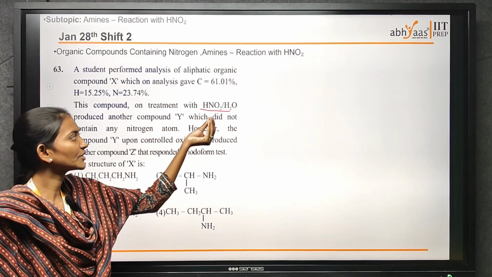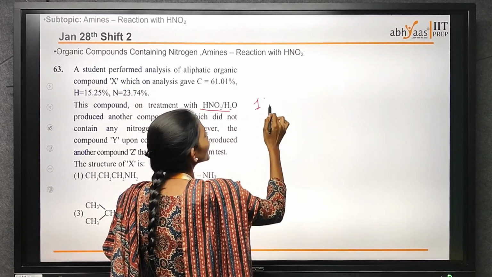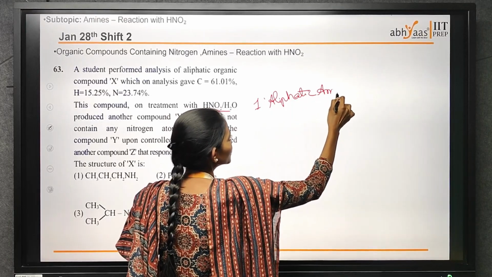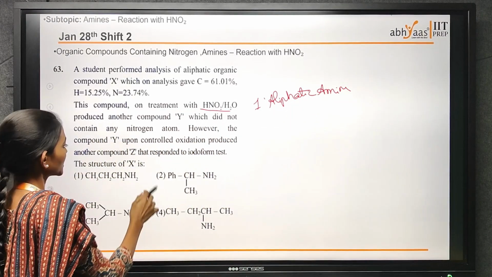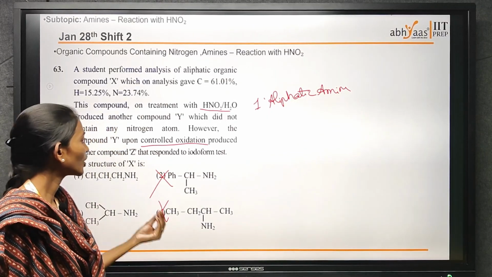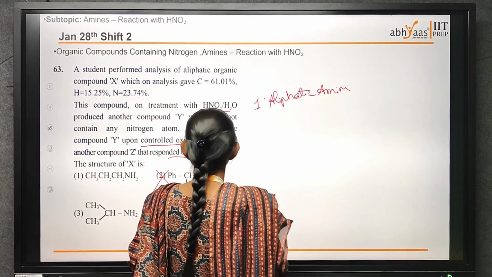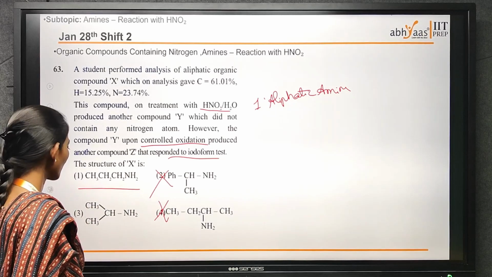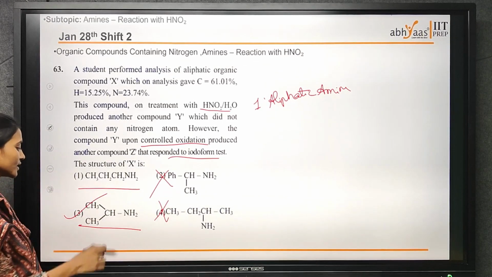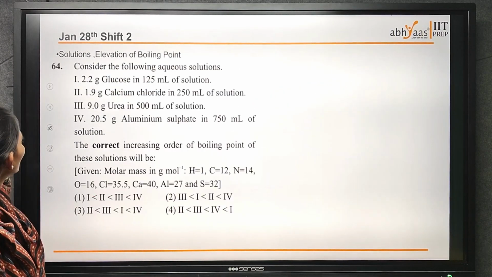If you see, upon treatment with HNO2 and H2O, what you are getting? Primary aliphatic amine, right? Primary aliphatic amine. So if primary aliphatic amine, you can eliminate this, right? Upon oxidation, what you'll be getting? You are getting iodoform test. That means it will be a ketone or anything, right? So upon oxidation, it is getting propanol, it is getting acetone. Propanol is not going to give iodoform test and acetone is giving. So hence option 3 is your answer. So simple question, conceptual based question. So moving on to next question.